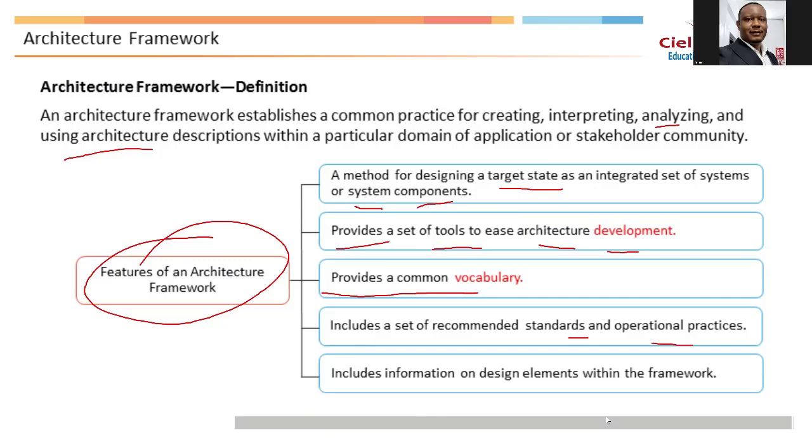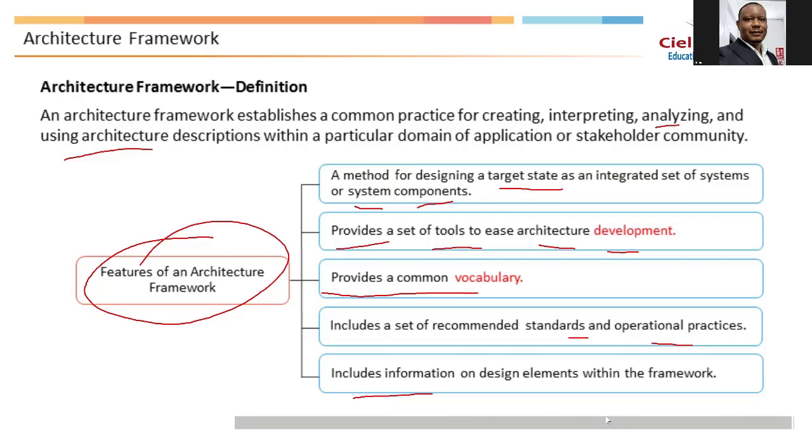So the framework suggests or enforces certain standards and best practices that ensure the integrity as well as security and performance of our system. Then it also includes information on design elements within the framework. All of these are some of the key things that architecture frameworks help us to achieve.